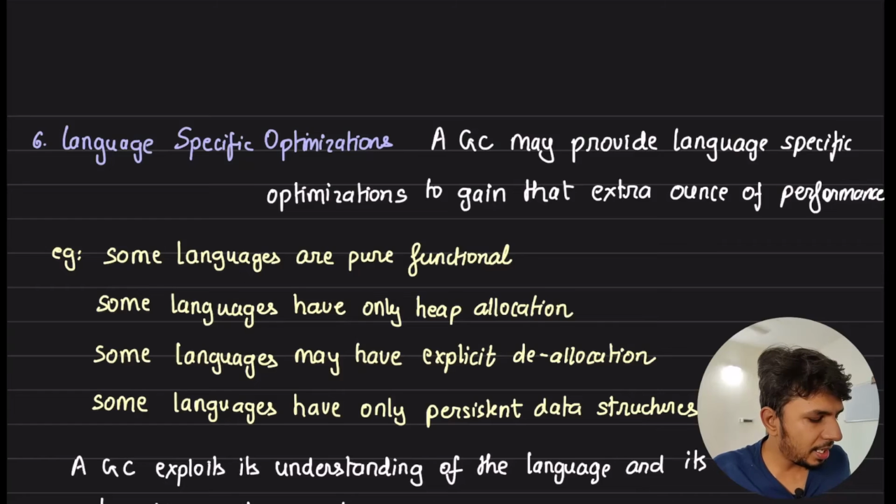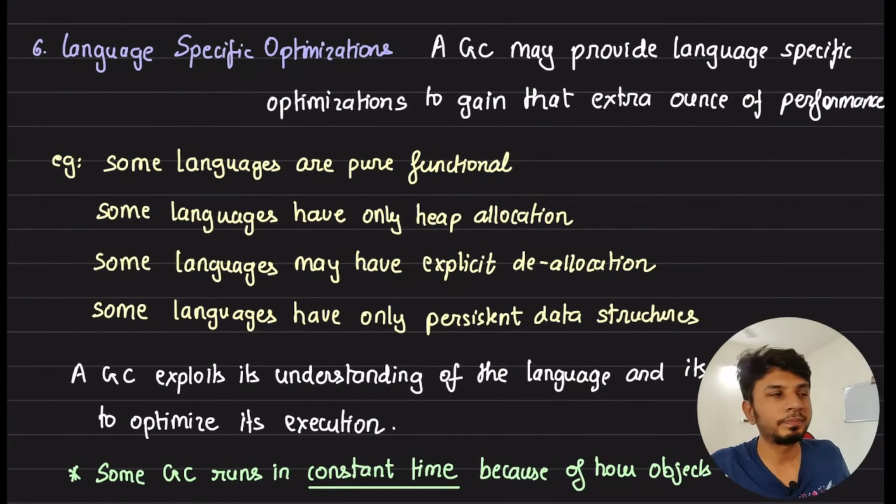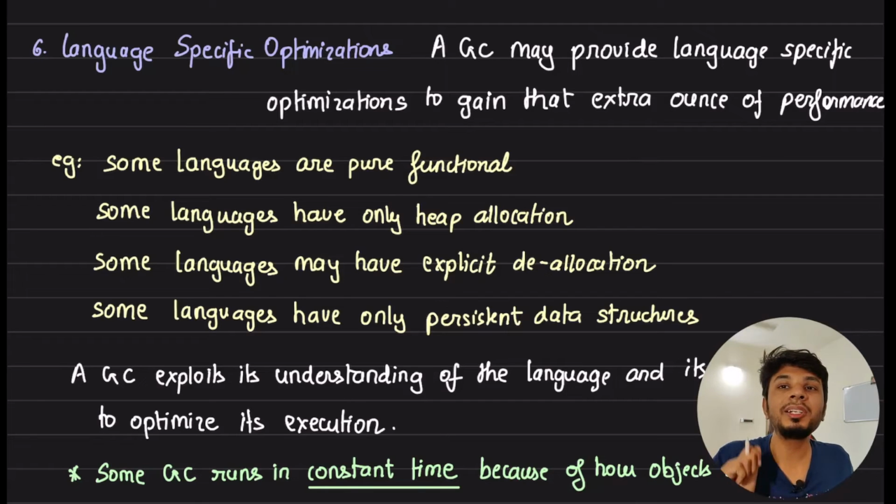The sixth one is language specific optimizations. Every language is different. Every language has a different set of features. So can a general GC algorithm leverage the language out there? No. If you go for a very basic GC algorithm, it is language agnostic and works across all languages, then it might not be best for a particular language.